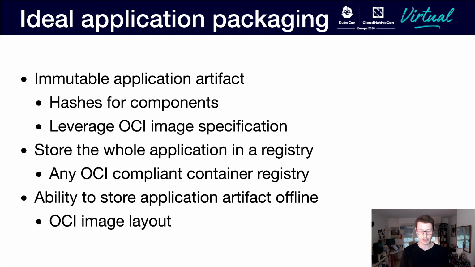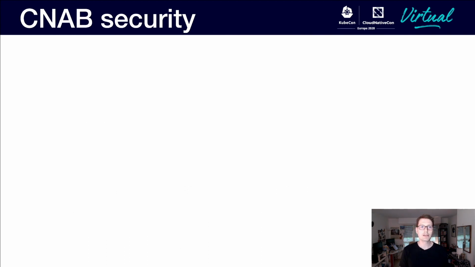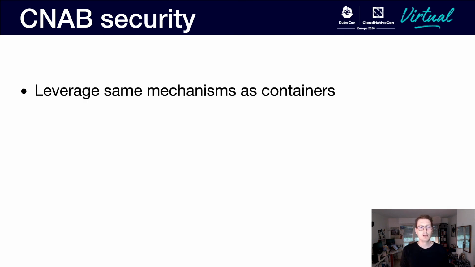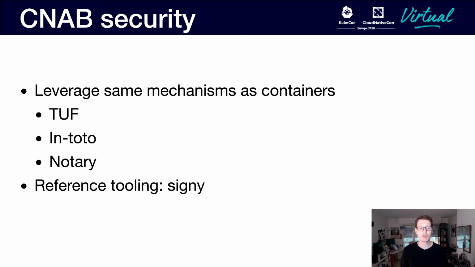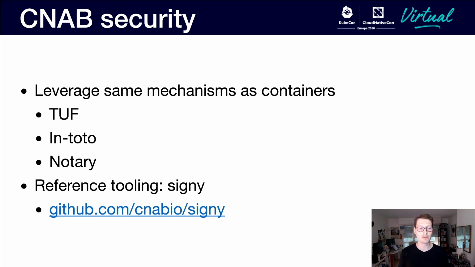so we didn't invent anything here. I didn't show in the demo, but CNAB is also very serious about security. We decided to leverage the same mechanisms that exist for containers. So we have things like TUF, or the update framework, and in-toto. All of this has been implemented using Notary, which is an existing technology which is used for containers. We do have some reference tooling for this, which you can take a look at, called Signy, and you can find it on the CNAB GitHub at cnab.io/Signy.